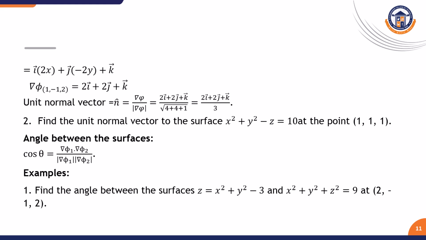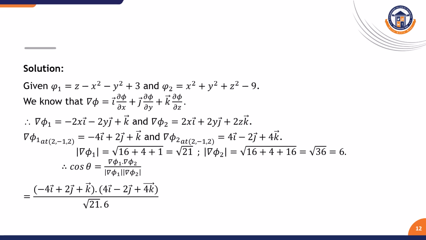Here the example is, find the angle between the surfaces z is equal to x square plus y square minus 3 and x square plus y square plus z square is equal to 9 at a particular point. First we write the given two surfaces. The first surface we take as phi 1 and the second surface is phi 2.